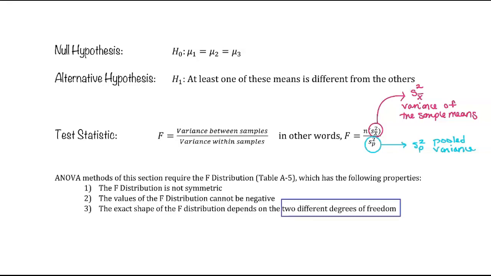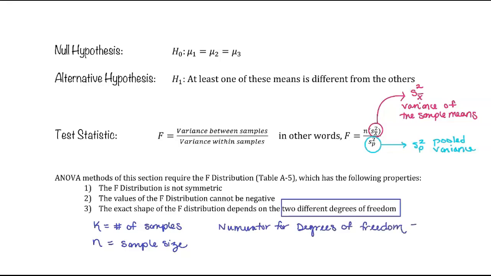And here's how we find those 2 degrees of freedom. First, we let K be the number of samples, and n be the size of the samples. The first degrees of freedom we refer to as the numerator degrees of freedom, and it's equal to K minus 1, 1 less than the number of samples. The second degrees of freedom we refer to as the denominator degrees of freedom, and it's equal to n minus 1, 1 less than the sample size.